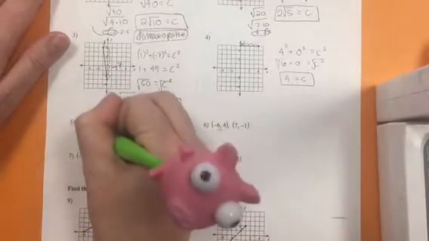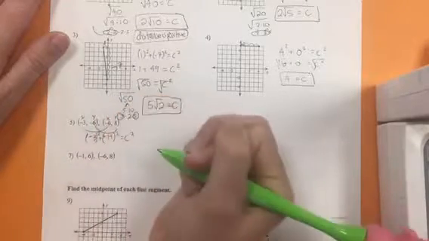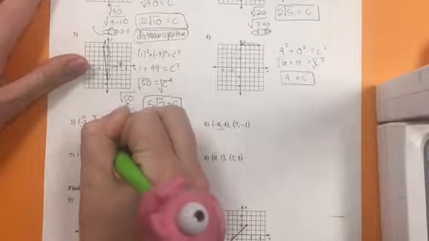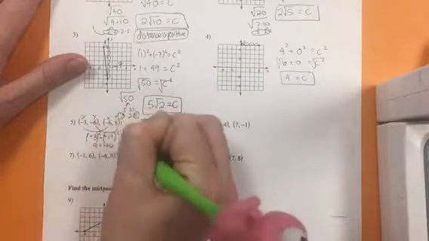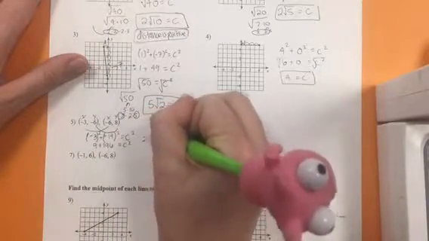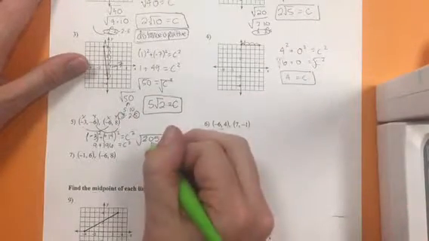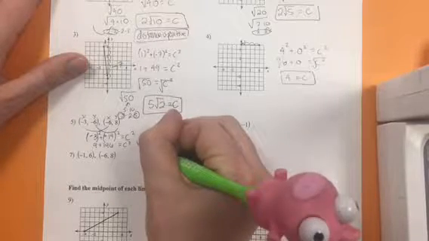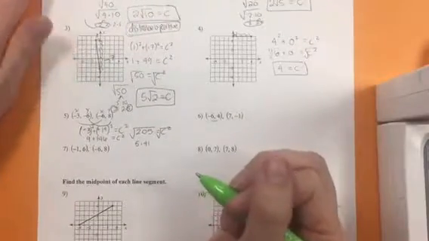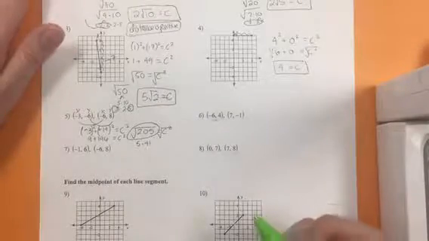I plug that into my equation, so a squared plus b squared equals c squared. And we get 9 plus 196 equals c squared. When I add those together, I get 205 equals c squared. Square root it. And 205, when you break it down, is 5 times 41. Those two are prime, you can't break them down anymore, so our solution is the square root of 205.